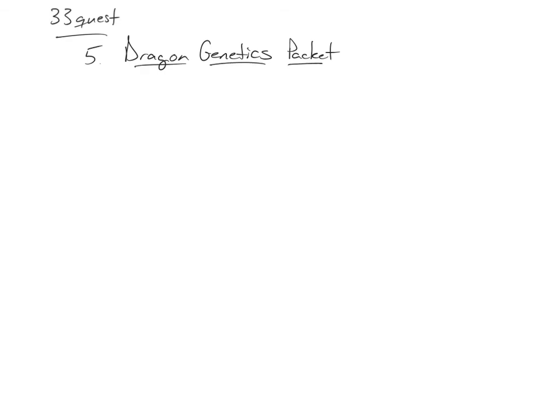Right, dragon genetics packet. Now this dragon genetics packet, what did it cover? It covered chromosomes, genes, phenotype, genotype, dominant, recessive.